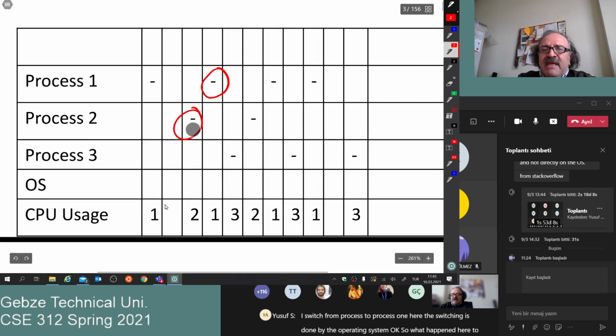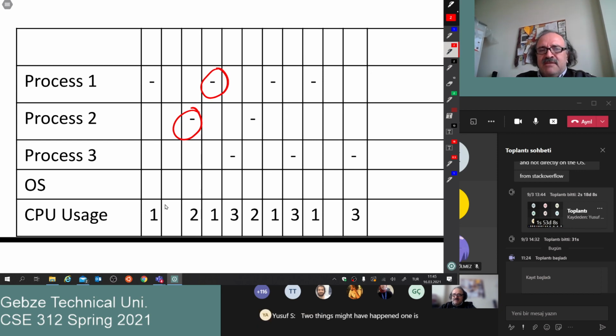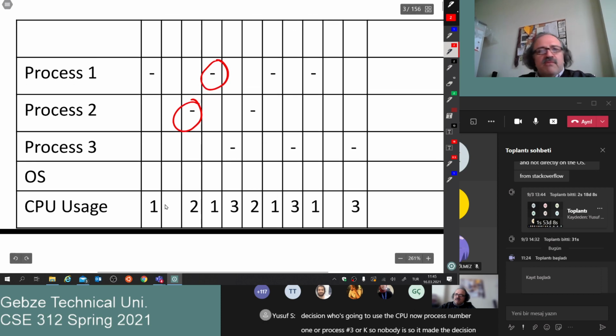Two things might have happened. One is a timer interrupt. When the timer interrupt happened, the operating system handled it, and decided that process 2 had used the CPU long enough. So it will make a decision: who is going to use the CPU now? Process number 1 or process number 3? Okay, so it made a decision. It's going to be process number 1.